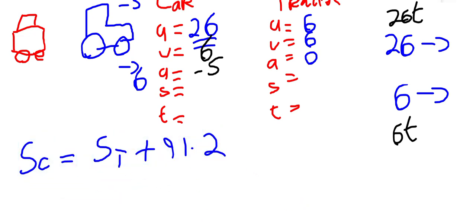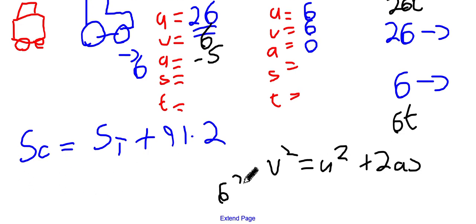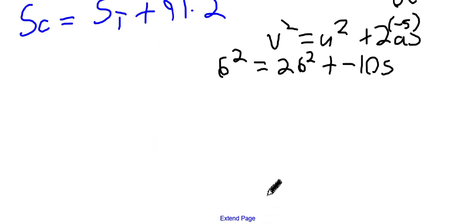Okay. I think I did it differently in my solutions, but we'll give it a go. So what I think I'm doing here is the following. v squared equals u squared plus 2as. What's v squared, guys? 6 squared. u squared. And then 2as, minus 10s, yeah? And then, would somebody do 6 squared, take away 26 squared?